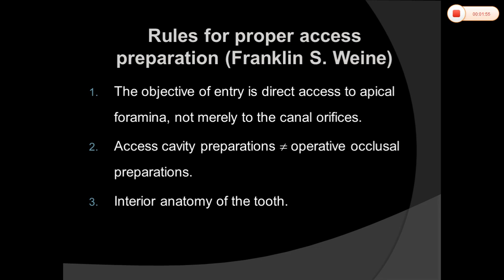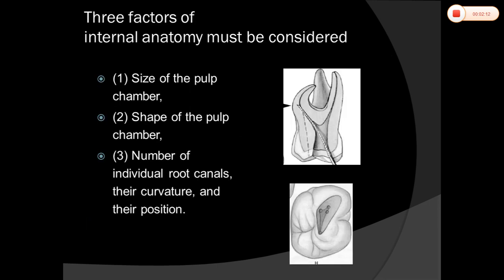Second one, evaluation of the CEJ, the cemento enamel junction, and occlusal anomalies if they are present, or anatomy of the occlusal aspect. And access cavities have been prepared in relation to the occlusal anatomy. The main three factors which must be considered for the internal anatomy are the size of the pulp chamber and the shape of the pulp chamber and the number of individual root canals and their curvature and position, because these three factors only determine the access cavity shape and size.